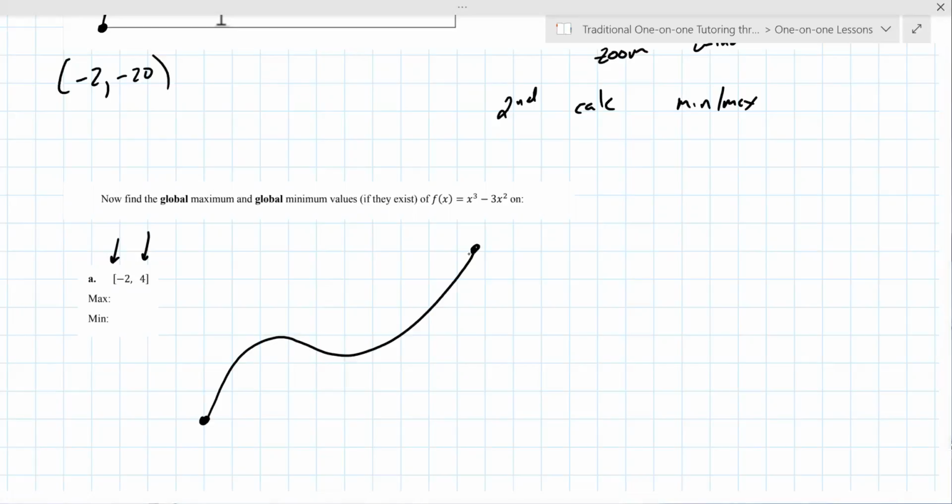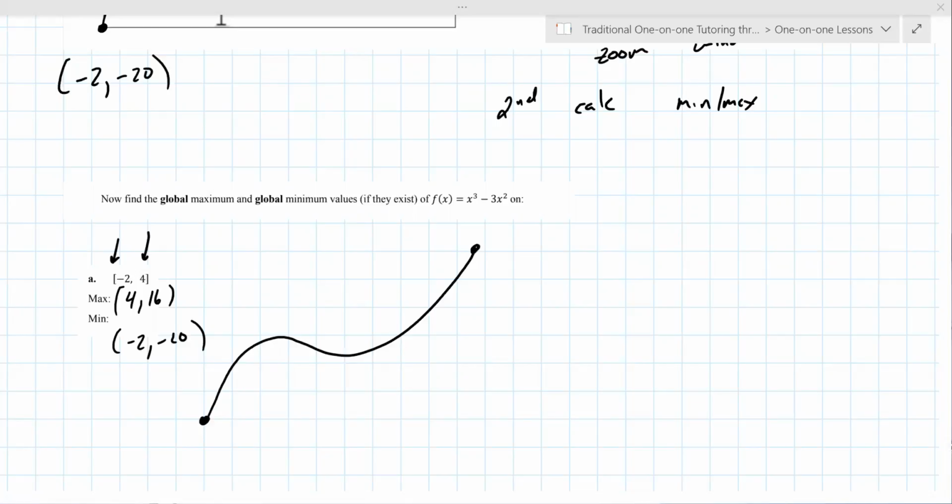Fine, that's clear. Okay. So the max is wherever the biggest is. The max is 4, 16, and the min is -2, -20. It's just those endpoints. So that's not all that interesting, but the next one does change quite a bit.